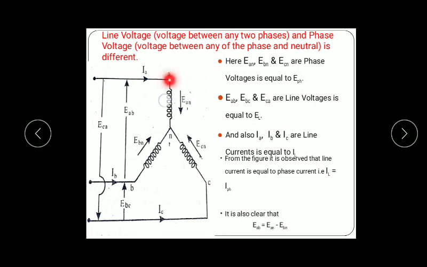Here EAN, EBN, ECN are the phase voltages which is equal to E phase. EAB, EBC and ECA are the line voltages is equal to EL, and also, as there are 3 phases, there will be 3 line currents which are flowing in all the 3 phases. So in first phase there is a line current IA, in second phase there is a line current IB, in third phase there is a line current IC. So IA, IB, IC is equal to a line current that is IL.